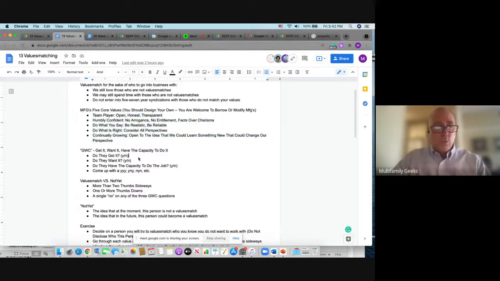Okay. So with that said, there may be one more item that you're not aware of yet. In the Traction book, they have another component called GWC. GWC stands for: does the person get it, do they want it, and do they have the capacity to do it? So here's what happens. You may end up with an individual where you go, hey, this person's a values match. They fit all 5 values. But guess what? They don't want the job.